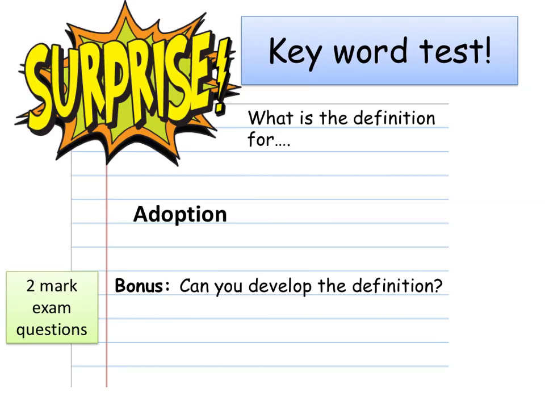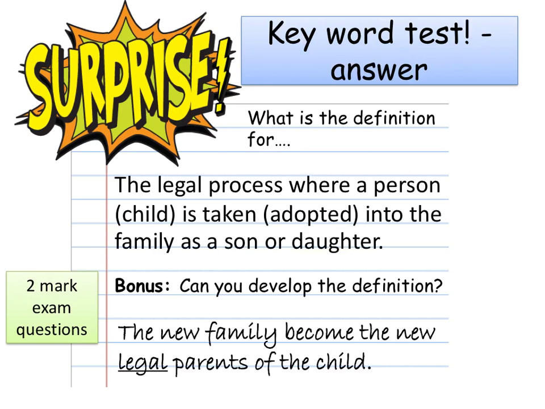Time for another keywords test. Give the definition for adoption. See if you can develop this definition. Adoption is a legal process where a person or child is taken and adopted into another family as a son or daughter. The development here needs to be the fact that the new family become legal parents of that child.